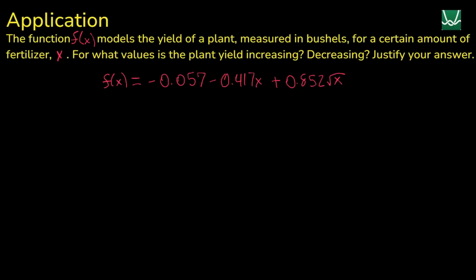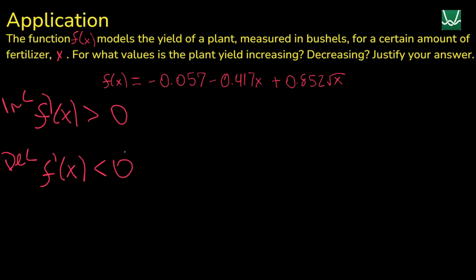Okay, one last application question. The function f models the yield of a plant measured in bushels for a certain amount of fertilizer X. For what values is the plant yield increasing or decreasing? Justify your answer. So the yield's going to be increasing when f prime is greater than 0, and it's going to be decreasing when f prime is less than 0.